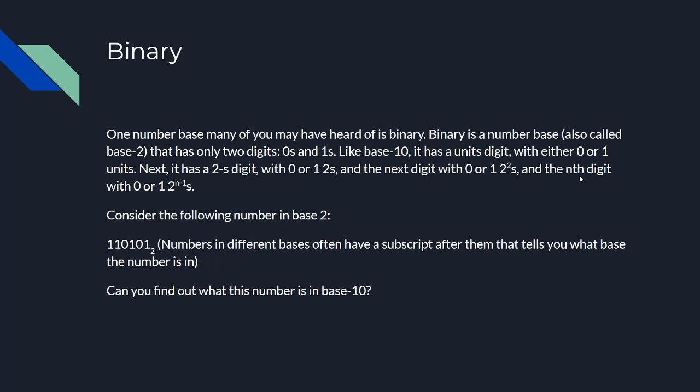So one number base many of you probably have heard of before is binary, which has usage in computers, right? Because computers have bits that can either have an on or an off state. And binary works similarly. It has only two digits, zeros and ones. And like in base 10, it has a units digit, which is either 0 or 1 units, right? So 2 to the 0. Next, it has a twos digit, with either 0 or 1 twos. And then the next with 0 or 1 2 to the seconds, and the nth digit with 0 or 1 2 to the power of n minus 1s.